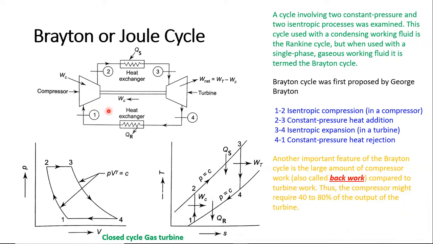Because of this what will happen? W net will reduce. What is W net? W net is WT minus WC. It is turbine work developed minus compressor work consumed. So that will be less in case of Brayton cycle.